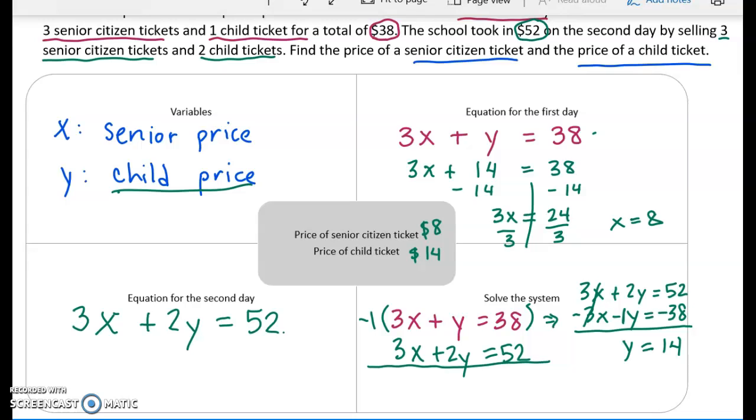All right, so this model helps break down the word problem and make it less intimidating, I think, and also I like the variable box over here so that I can always just glance over there. What did I just find out when I found out that y equals 14? Oh, I found the price of a child.